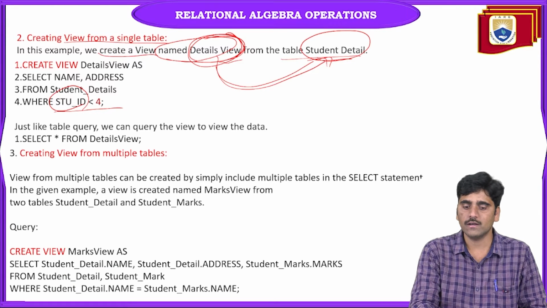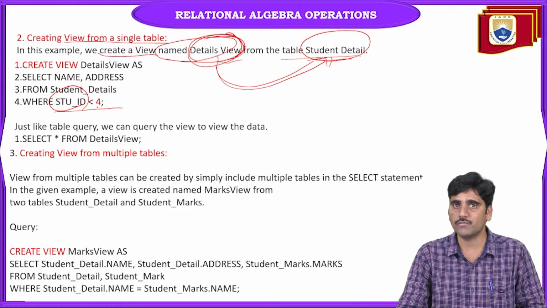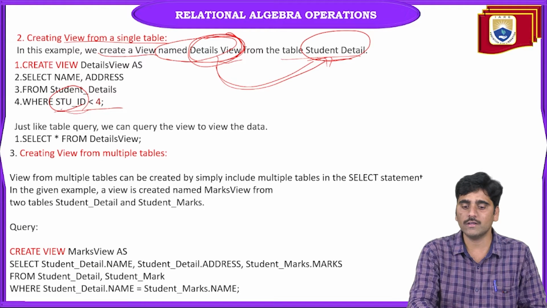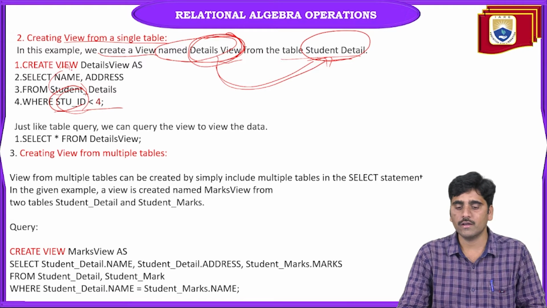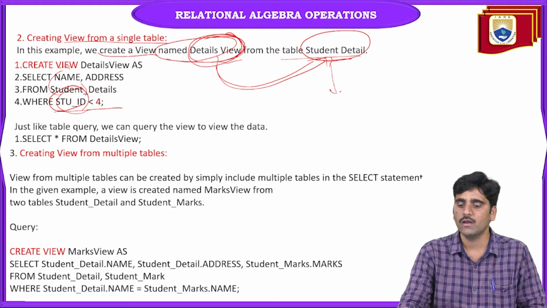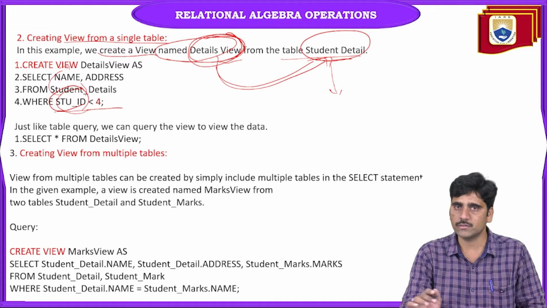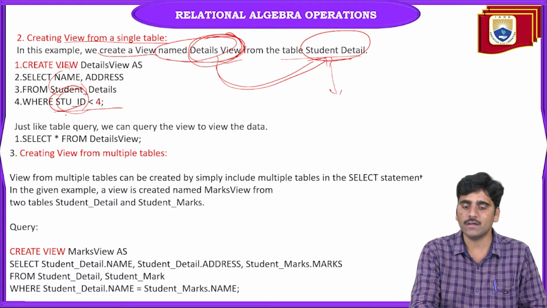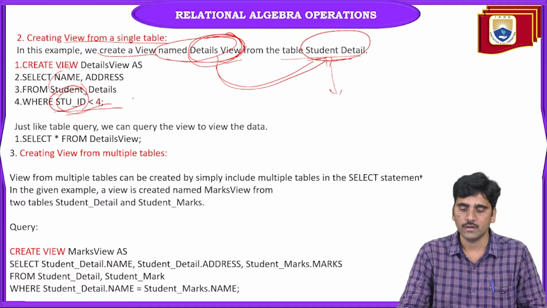Less than 4. Then whoever the student ID is less than 4, all the details of student details will be taken in the view name as details view. So all the fields are going to be created in the details view. So this is the syntax to create a view from a single table. We have to select the table and mention the view name, how many columns you want to add in that view, and also on what condition you are going to create the view.